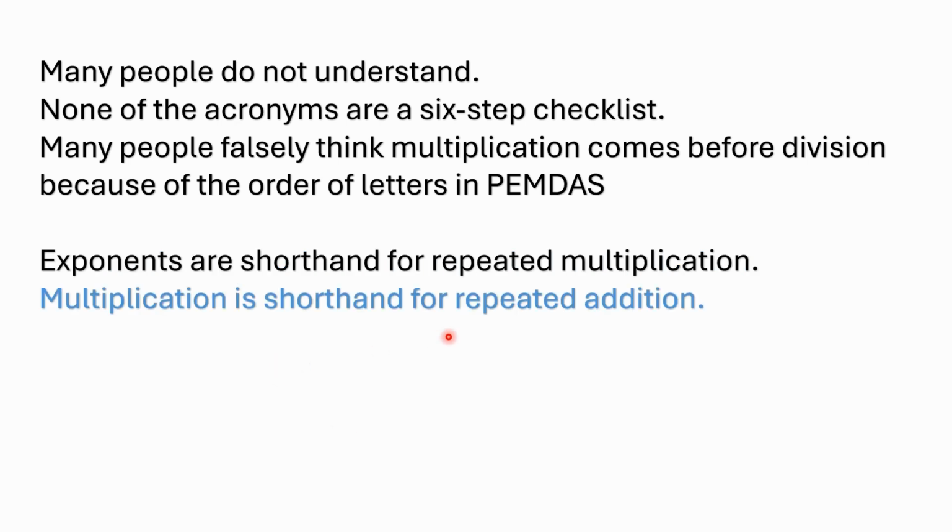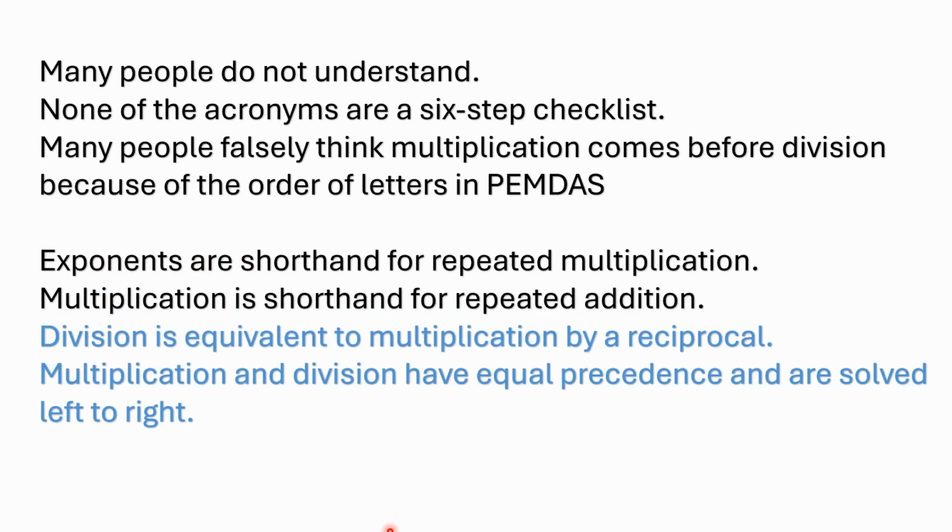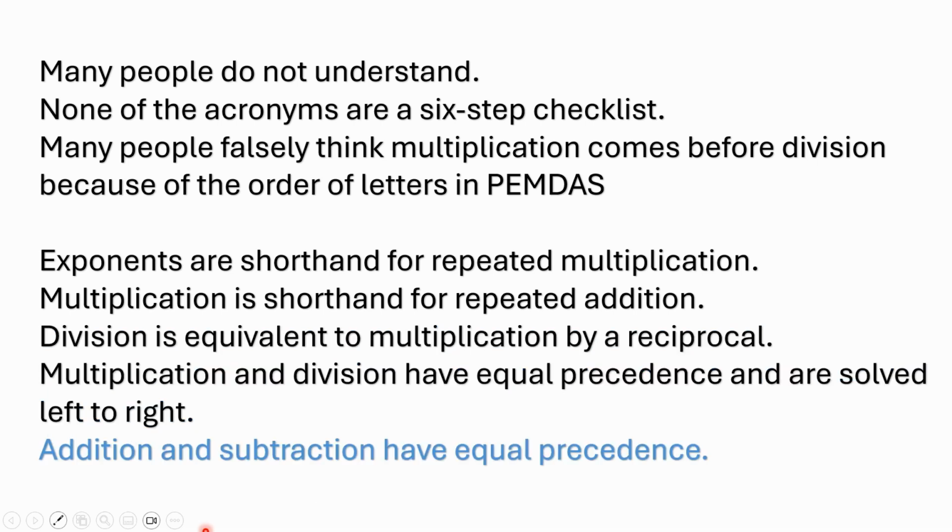Multiplication is shorthand for repeated addition. So you can kind of see how this is building up. The parentheses were just grouping symbols, but then we have exponents. Then we have multiplication and division. Now, the reason division has equal precedence, it's equivalent to multiplication because it's equivalent to multiplying by a reciprocal. Multiplication and division have equal precedence, and they're solved left to right.